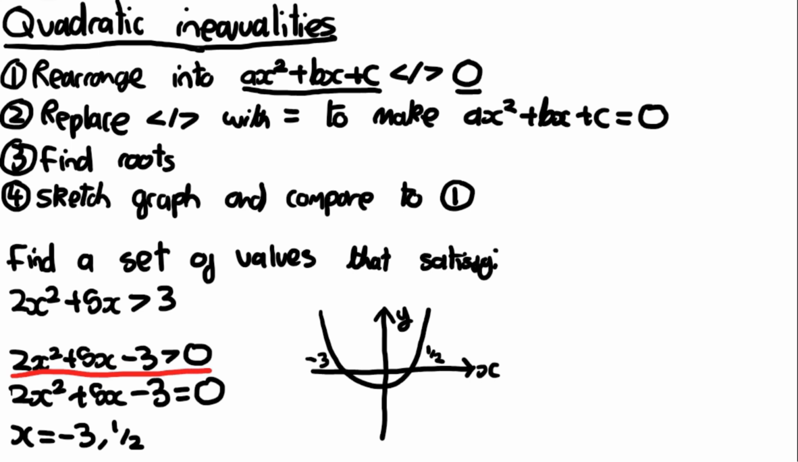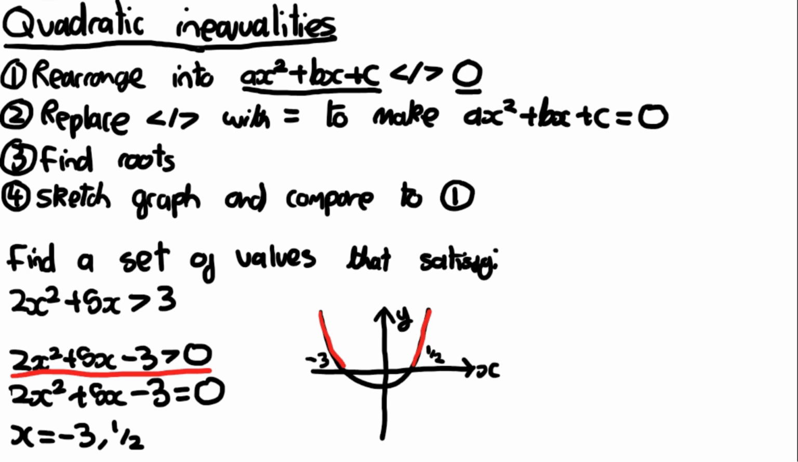Now the inequality in step 1 is saying that we need to find the values for which 2x squared plus 5x minus 3 is bigger than 0. And if you think about this, this is all the values in which the quadratic is above the x-axis. So all the values in which 2x squared plus 5x minus 3 is bigger than 0 are the values here, here, and here. These two parts here. These are when the quadratic is bigger than 0.